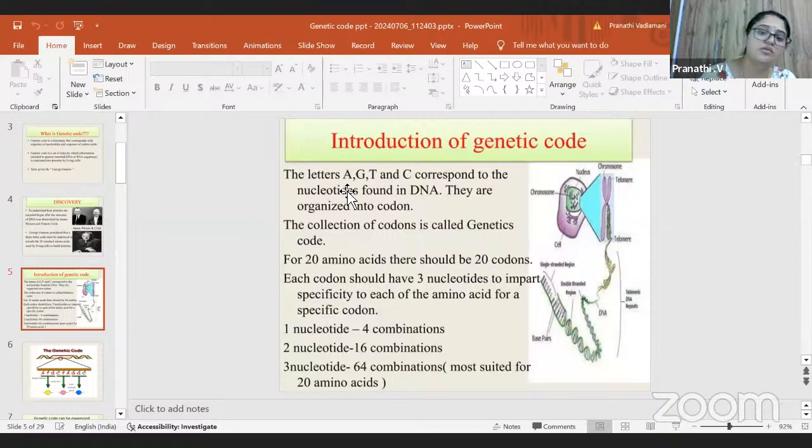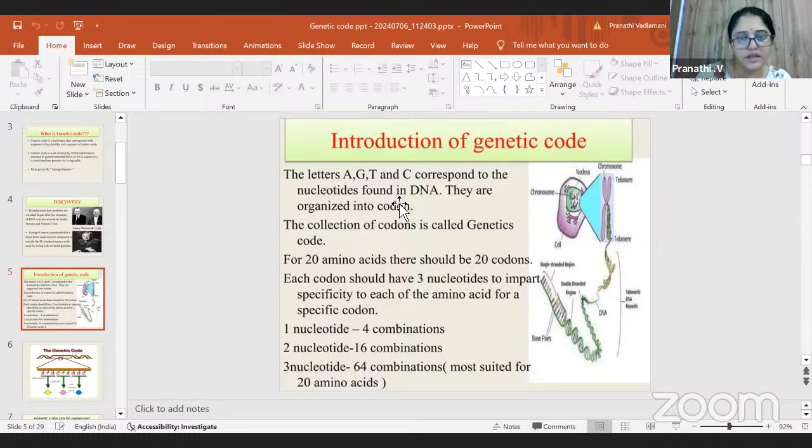So again, we are going to go for adenine, guanine, thymine, cytosine. They are the nucleotides present in DNA. Of course, we have uracil, we have other modified purines and pyrimidines. But usually that's what you're going to get: adenine, guanine, thymine, cytosine. Adenine and thymine are joined by a double bond, guanine and cytosine by a triple bond, and they are complementary to each other. So these are going to be organized into a codon. So finally, this forms a genetic code.